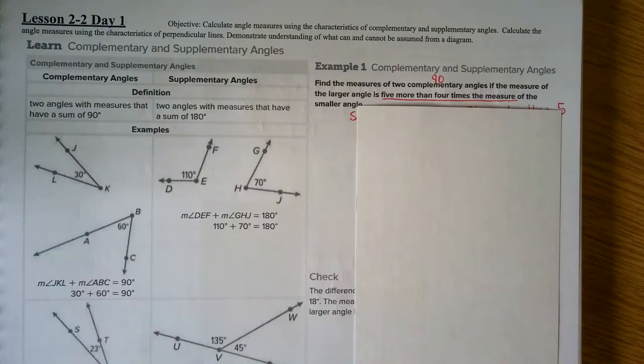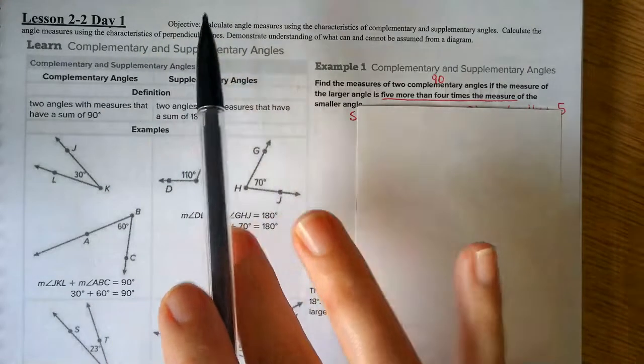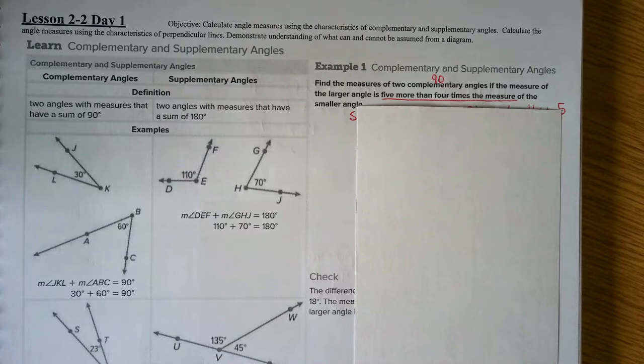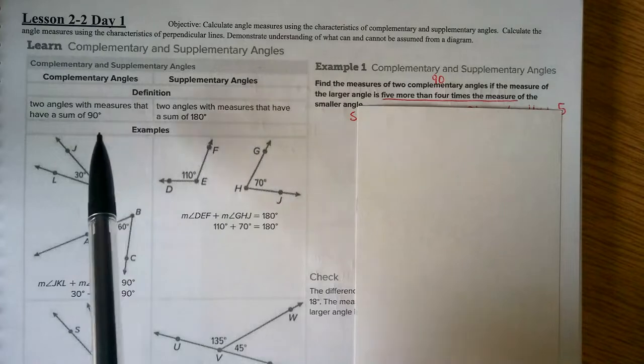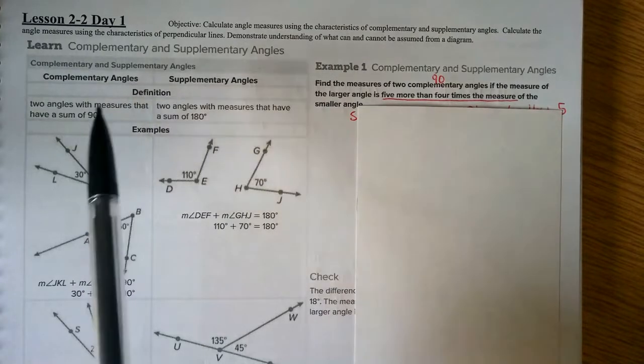Section 2.2 is where we're going to talk about complementary and supplementary angles. We're also going to talk about perpendicular lines. So first off, what is a complementary angle?